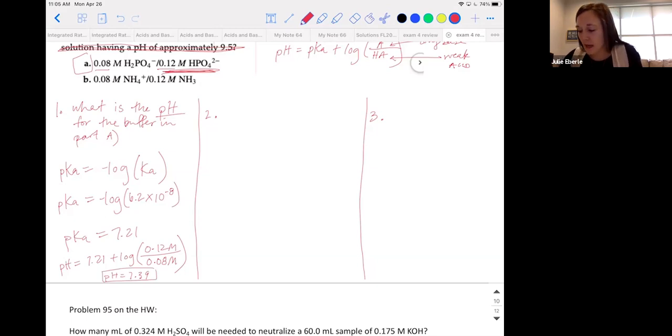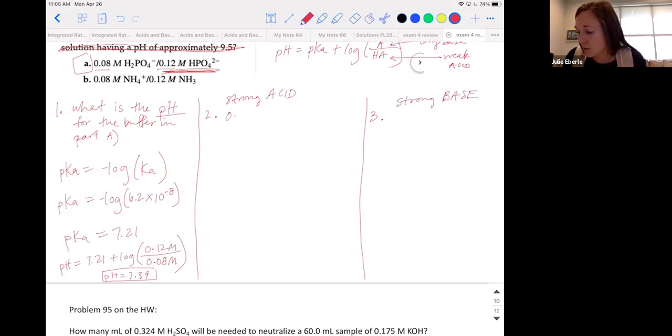All right, next problem. Here, parts 2 and 3, you're examining how a buffer responds when you add some of a strong acid or a strong base. It does not matter which one you look at first. So we'll just look at what happens when we add a strong acid. And the next part, we'll look at what happens when you add a strong base. When you add a strong acid, you expect pH to drop by just a little, but not much. When you add a strong base, you expect pH to rise by just a little, but not much.